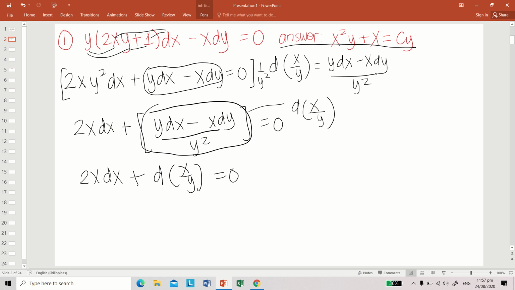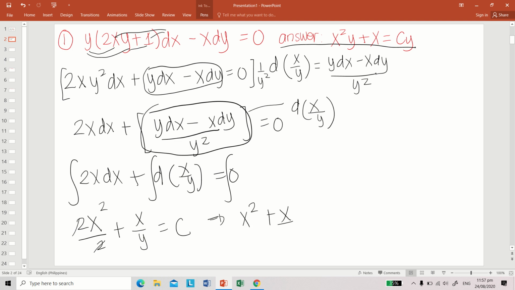Now, as you can see, we can now integrate both sides. So integrating both sides of the equation, we will have 2x squared over 2 plus x over y is equal to c. As you can see, the 2 will cancel out, so we will have x squared plus x over y is equal to c. Multiplying both sides of the equation by y, we will have x squared y plus x is equal to cy. So that's the answer.